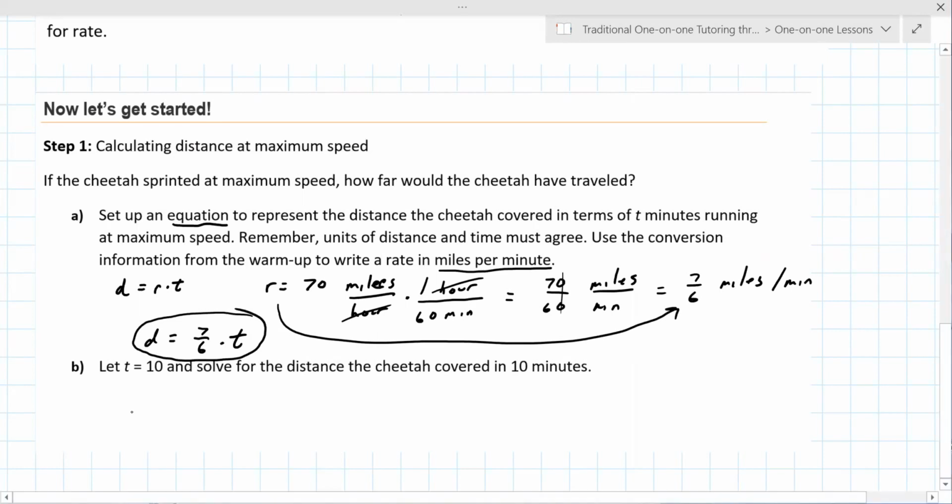Now part B, it says let T equals 10. Well, if T equals 10, we're putting 10 in for T. Now, just off to the side here, remember the units of the rate is miles per minute. So if we multiply by minutes, do you see how those cancel? Okay, so whatever number we get here, 70 divided by 6, which reduces to 35/3, this is in miles.